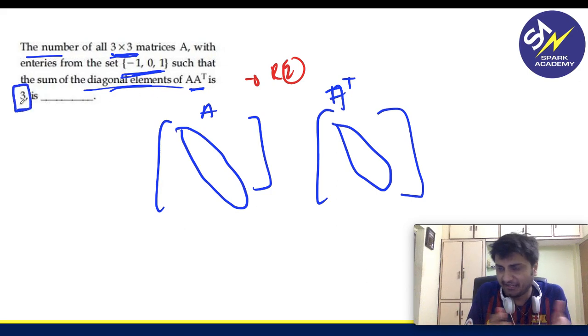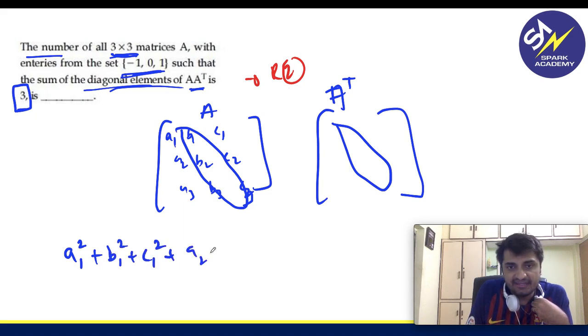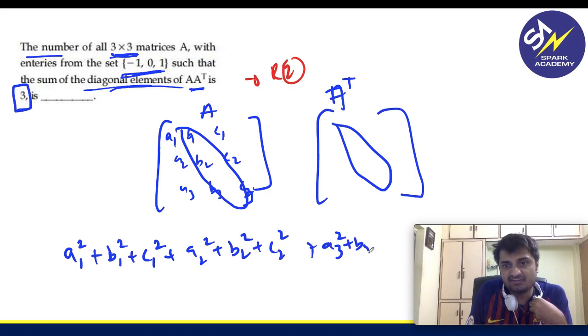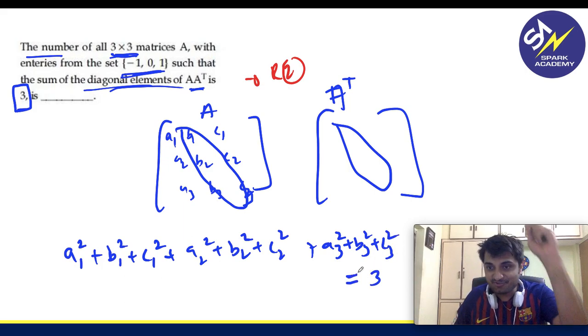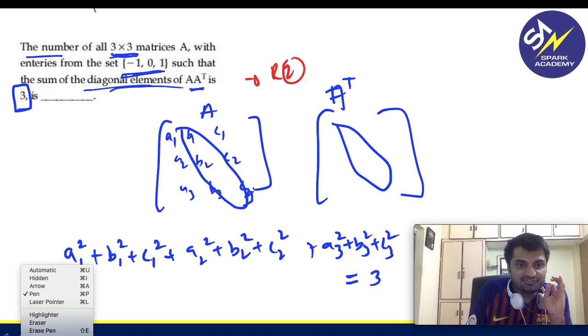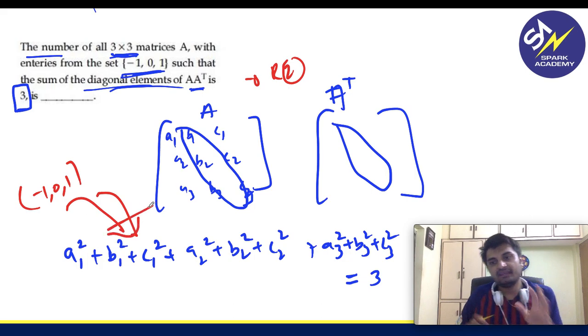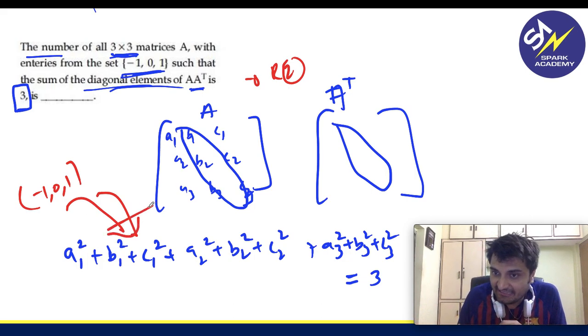So diagonal to diagonal, if you do, if I call the elements a1, b1, c1, a2, b2, c2, a3, b3, c3, I will get a1 square plus b1 square plus c1 square, a2 square plus b2 square plus c2 square, a3 square plus b3 square plus c3 square, that is equal to 3. Now tell me guys, how will we get 3? We can only use -1, 0 and 1 in these, anywhere you can use.